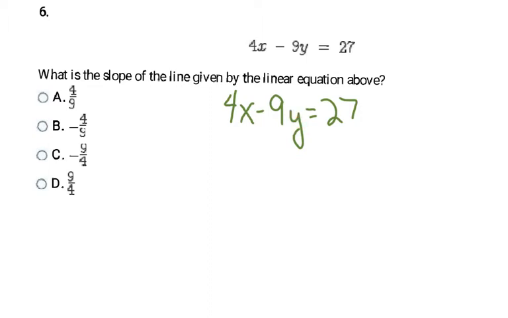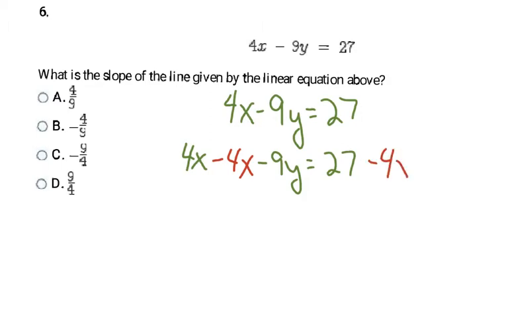So when you're rewriting a linear equation, the first thing you're going to do when solving for y is to move that x term first. So this is a positive 4x. So that means I'm going to be subtracting 4x from both sides. Okay. And the reason I do that is these 4x's cancel out, and I'm left with just the negative 9y equals 27 minus 4x on the right side.